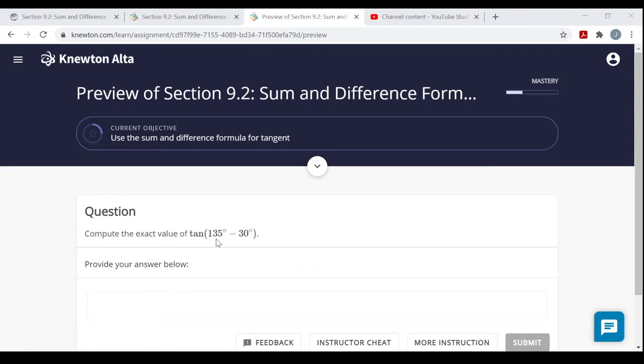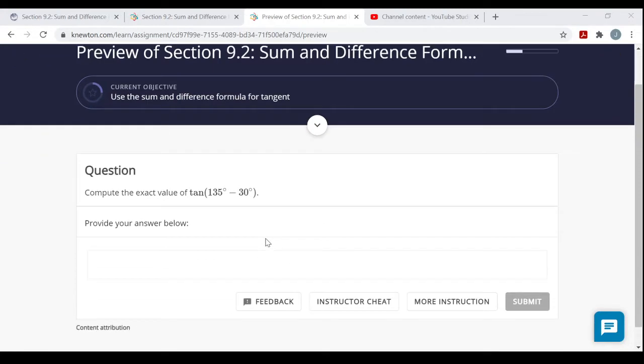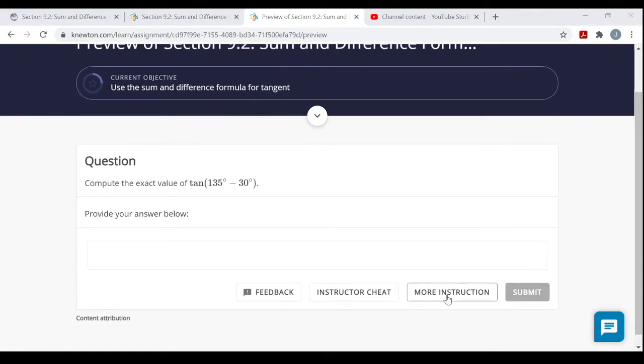This is a multiple of 45 and this is 30 degrees, right? So these are special angles. Remember, any multiple of 30 degrees or 45 degrees or 60 degrees, those are special angles that you should know by heart, the value of the tangent and sine and cosine, all that. So if you want to see more about this, how they're doing things, click on more instruction, look at their videos, their examples, their notes.